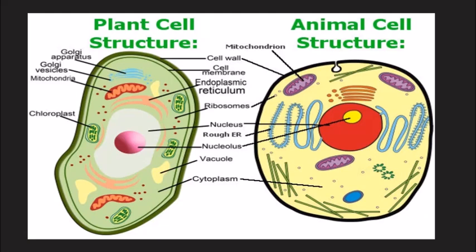First, we will talk about the nucleus. The nucleus is present in both animal cell and plant cell. Now nucleus is the most important part of a cell because it controls the cell. All the functions of the cell are controlled by the nucleus only. Then we have endoplasmic reticulum, which is attached to the nucleus. It is like a net-like structure. There are two types of endoplasmic reticulum, smooth ER and rough ER.